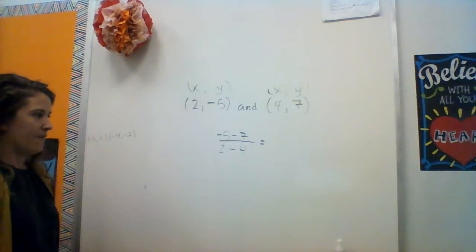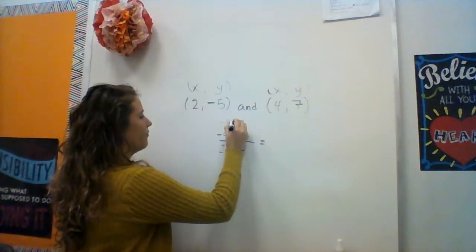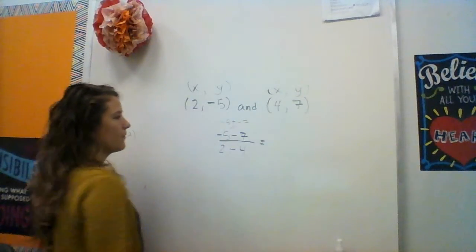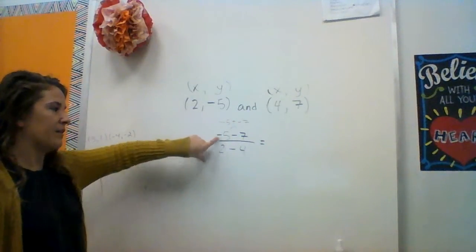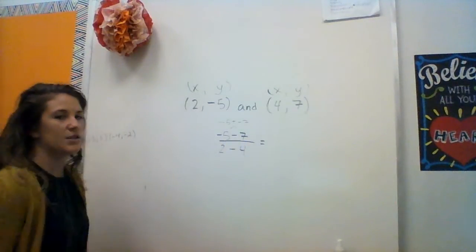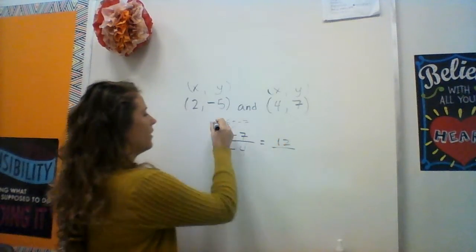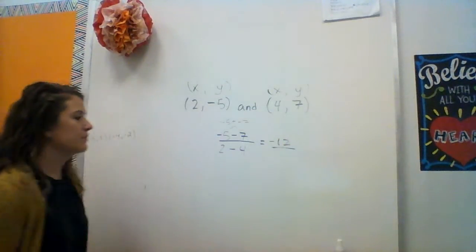-5 minus 7. There's another way to write that. We could also write that as -5 plus -7. They are both negatives, a -5 and a -7. So if both of the signs are negative, I know that I need to add. 5 plus 7 is 12, and they are all negative, so it's -12.